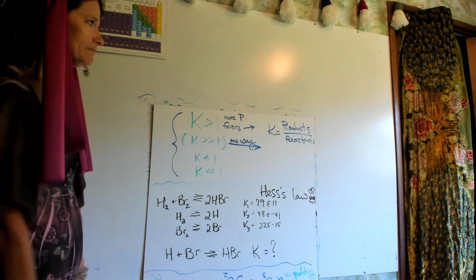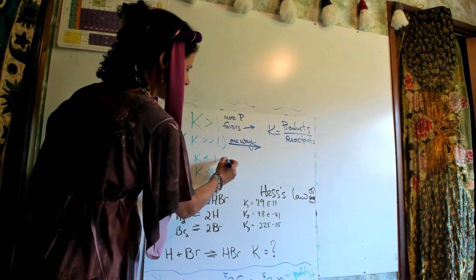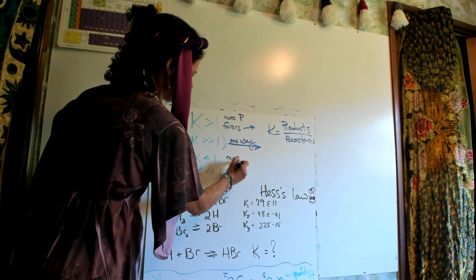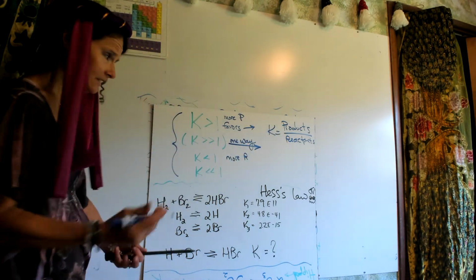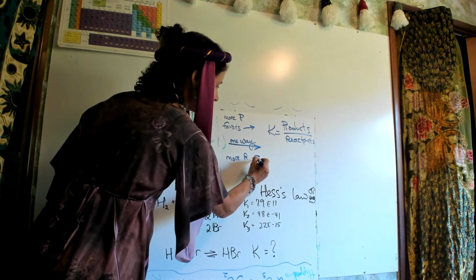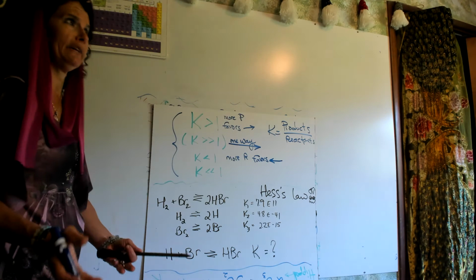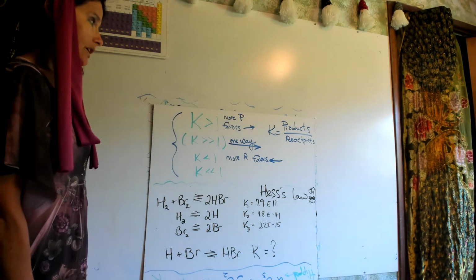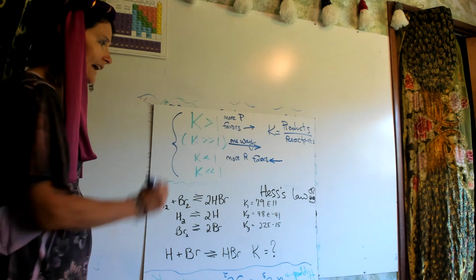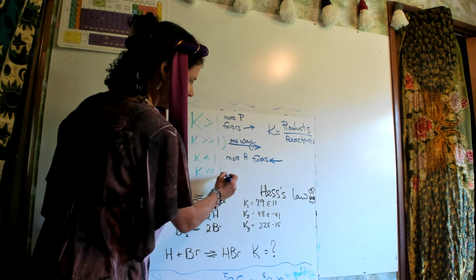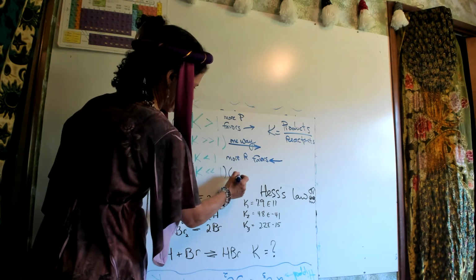All right, so then if K is less than 1, it means you have more reactants. There's more in the numerator. Less product, more reactants, or it favors the reverse direction. Thankfully, reverse and reactants both have an R, so we don't get confused here. So reverse, the reactants are favored. If K is very, very small, it means there was no reaction.